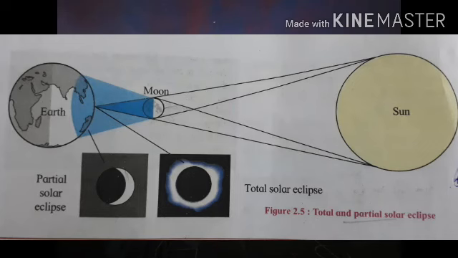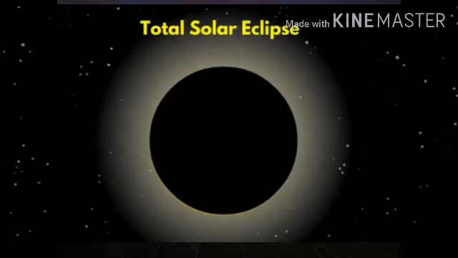There are three types of solar eclipse that we experience: total solar eclipse, partial solar eclipse and annular solar eclipse. We are going to study them one by one. Total solar eclipse. In the area of dark shadow on the Earth, the Sun becomes completely invisible. This is known as total solar eclipse.